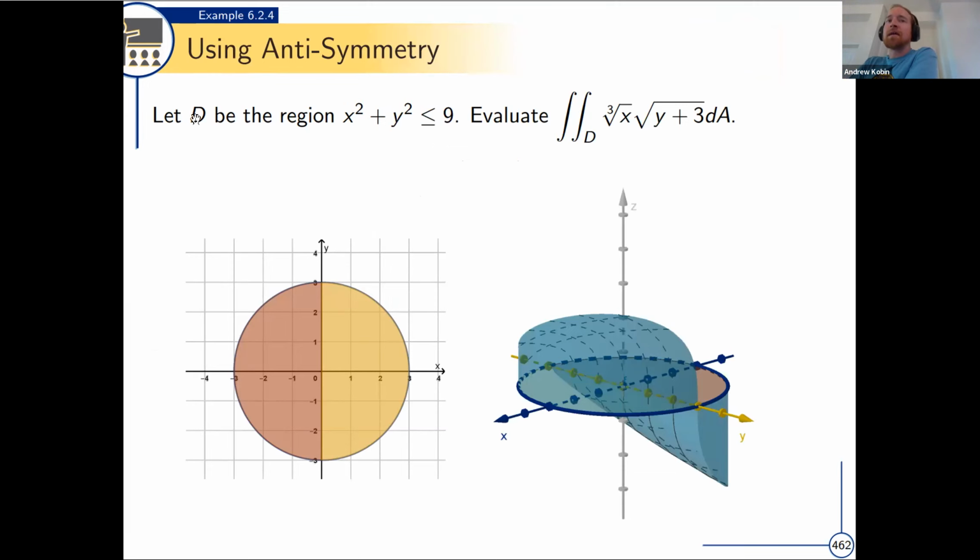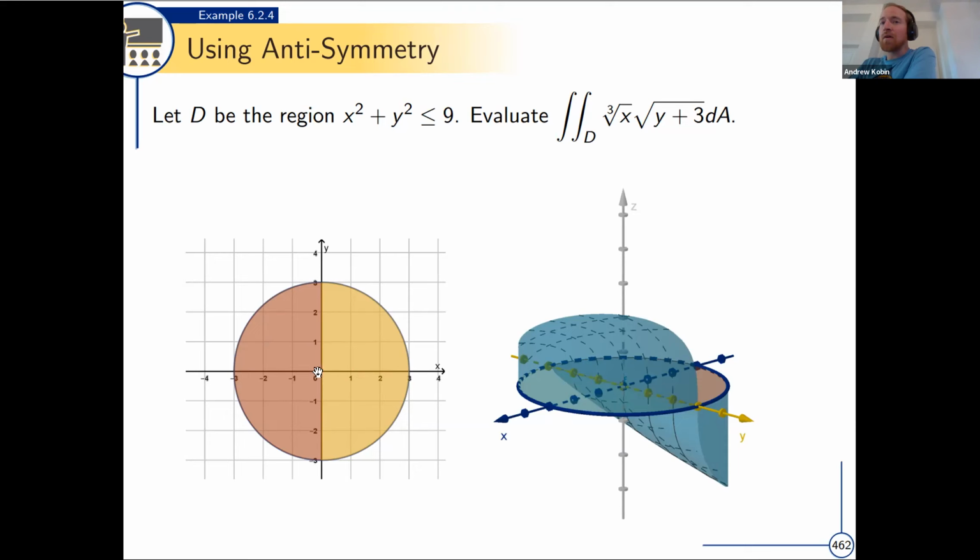So here, if we let D be the region x squared plus y squared is less than or equal to 9, hopefully at this point you recognize this as all of the points on or inside the circle centered at the origin of radius 3, or all of the points distance at most 3 away from the origin. Those are equivalent statements. This region can be split up into the right and left semicircles, or the right and left halves of the region.